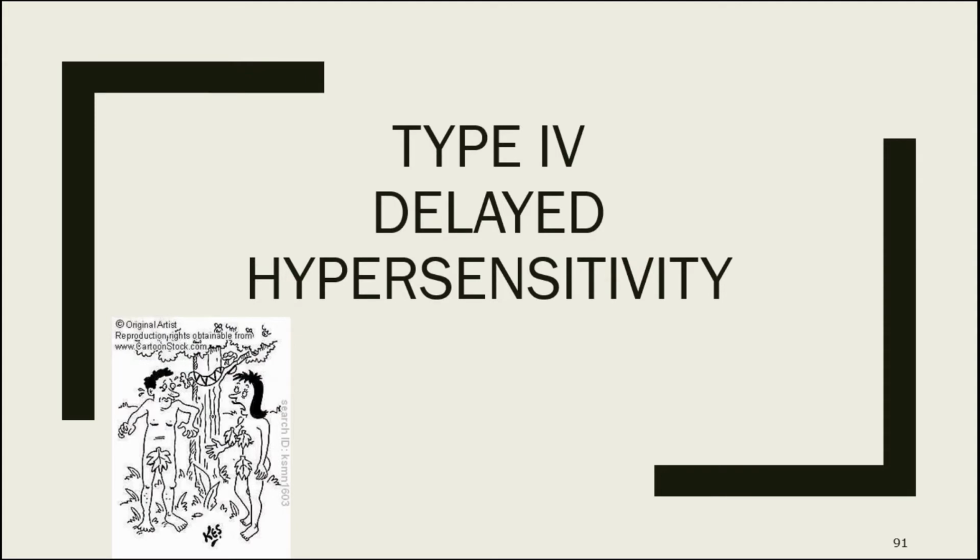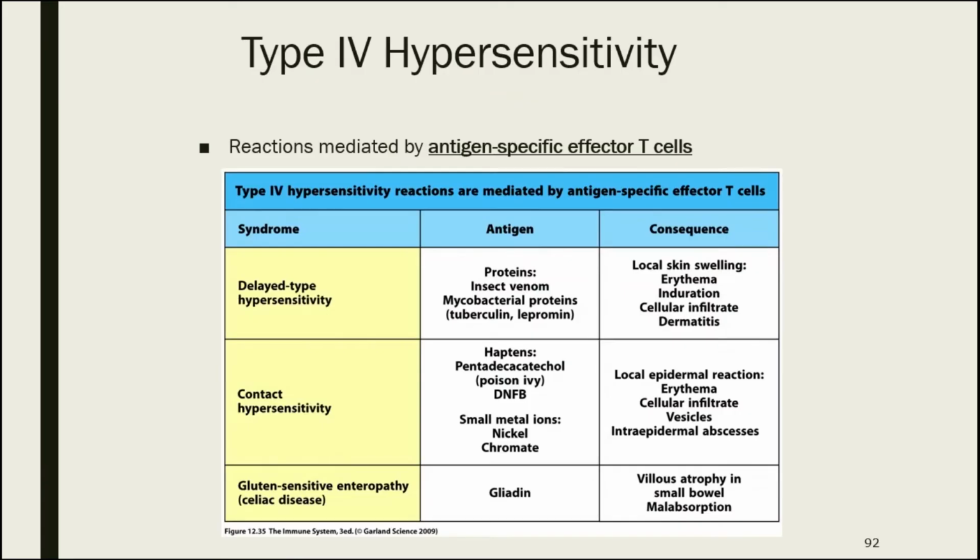Alright, the last one. Finally we come to type 4, delayed hypersensitivity. This is a funny cartoon, you guys can take a look at it. What happened is that Adam and Eve mistakenly put poison ivy on himself. I think this picture is kind of funny.